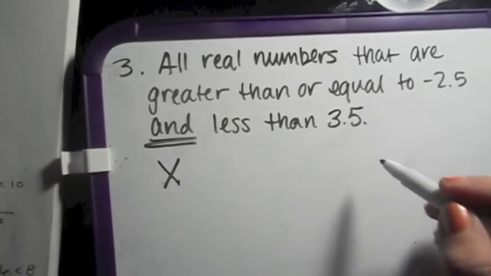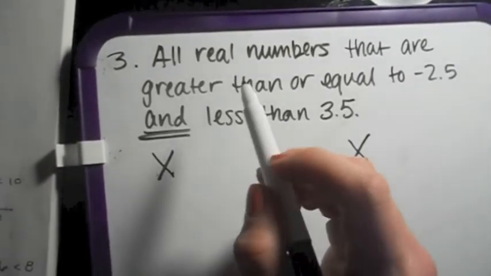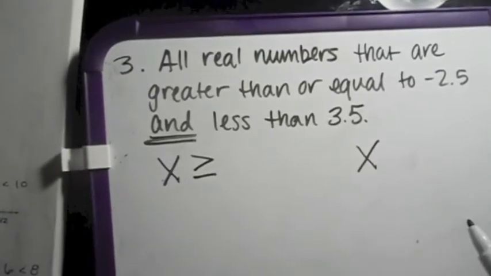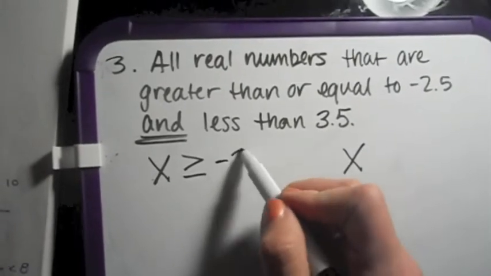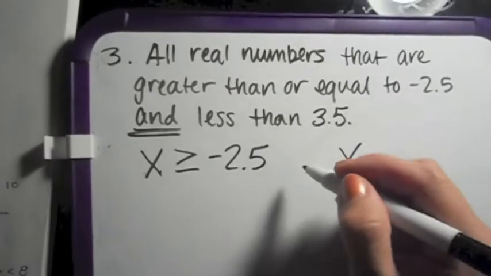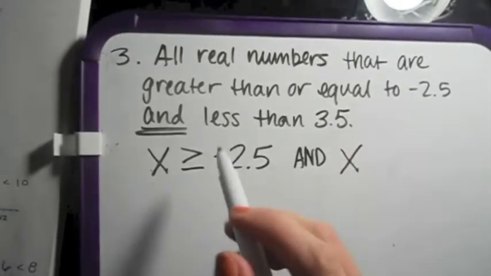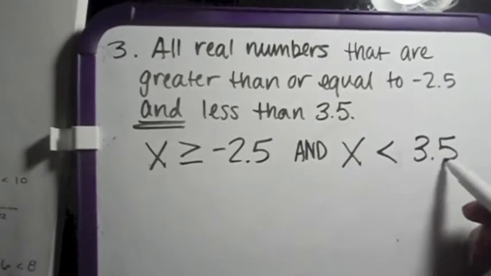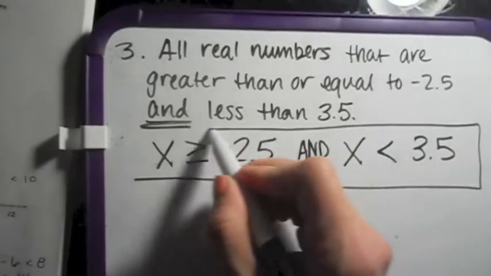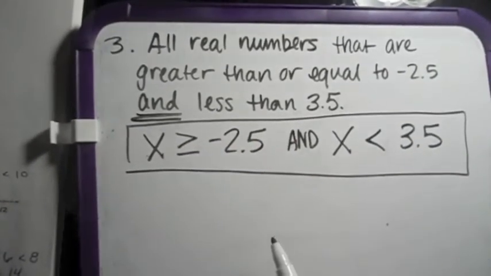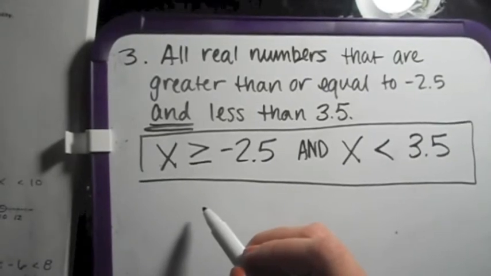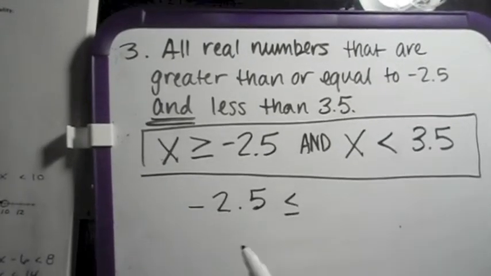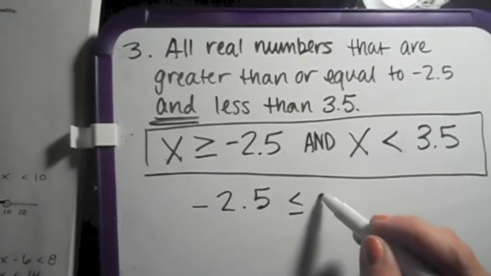So we have x and we have x. The first one, greater than or equal to. Well, we know that greater than or equal to looks like this. Negative 2.5 it says. So that's what we write. And x must be less than 3.5. Okay? How else can this be written? Negative 2.5 is less than or equal to x.